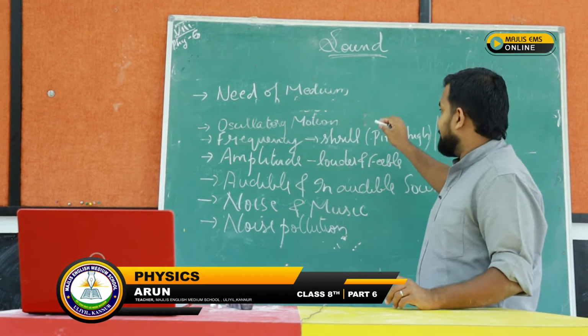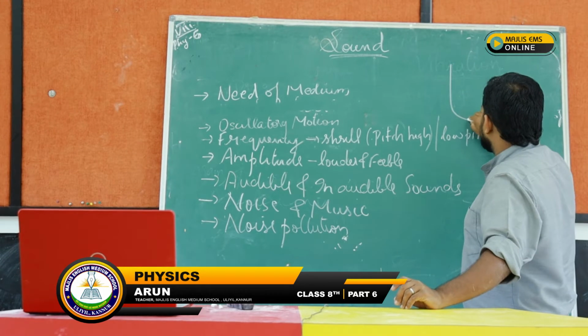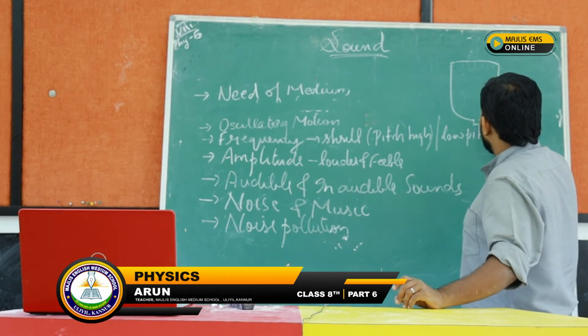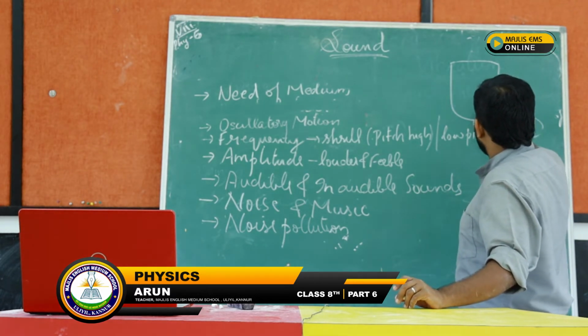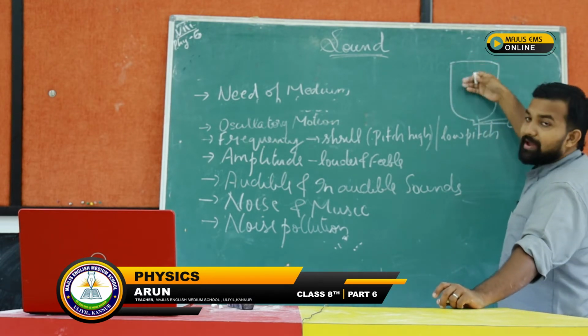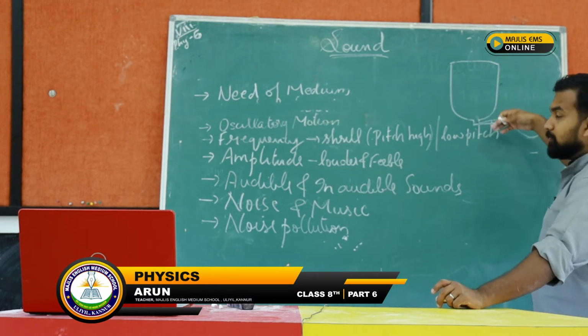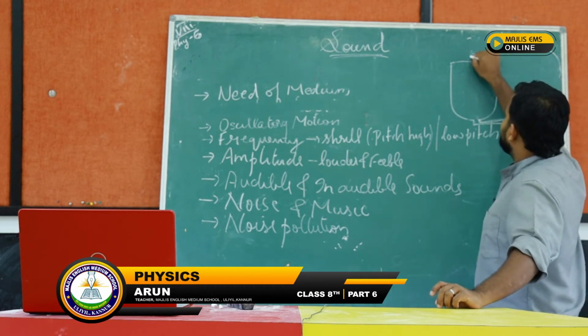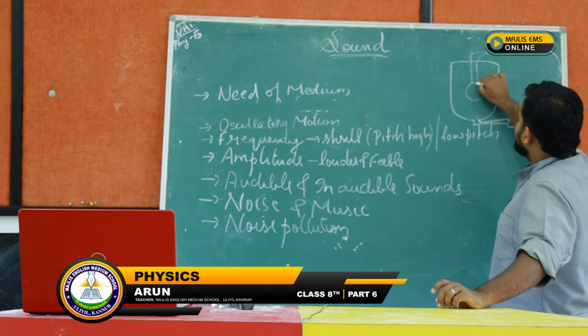I will take a medium, a tumbler, a vessel. The end is connected to a vacuum pump. The vacuum pump, you know, what will it do? The vacuum pump will be able to evacuate all the air present inside the tube. So it is connected to a vacuum pump, and an electrical bell.